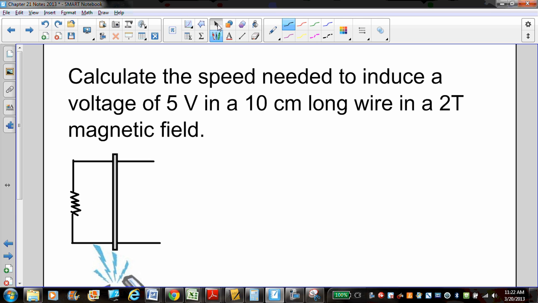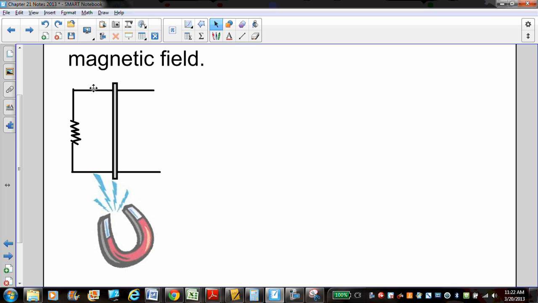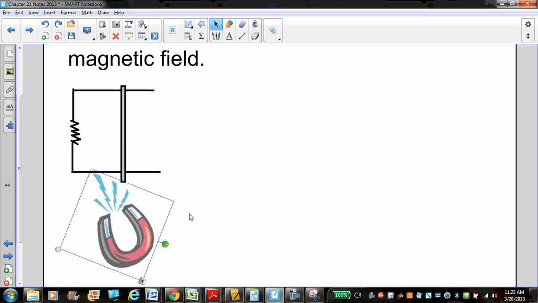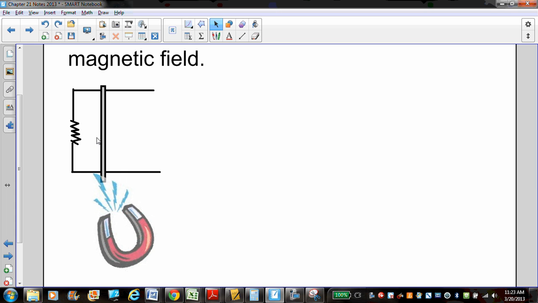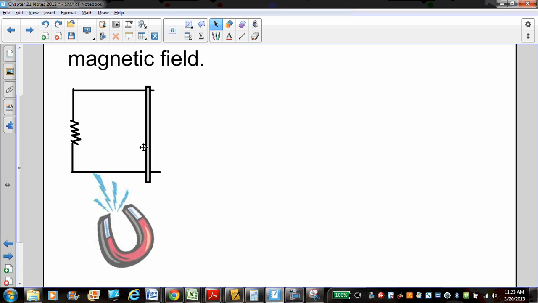Now, let me talk a little bit about what's actually happening in this situation. Here we have wires, a resistor, more wires, and then usually a metal bar that is movable. Finally, we have an external magnetic field. When we move this metal bar across the wires in the magnetic field, a voltage will be induced and a current will be induced in the wire.